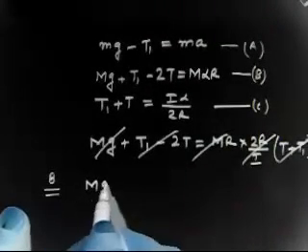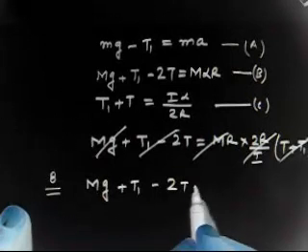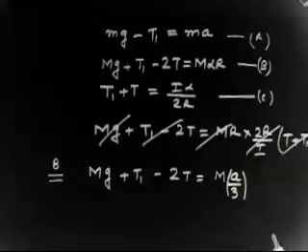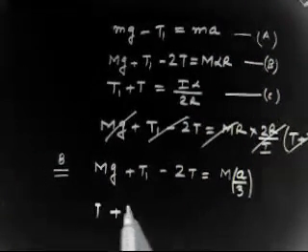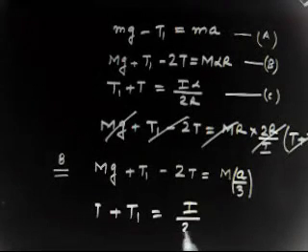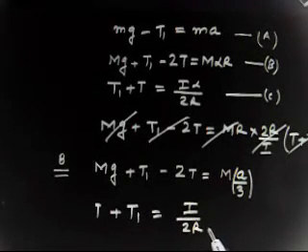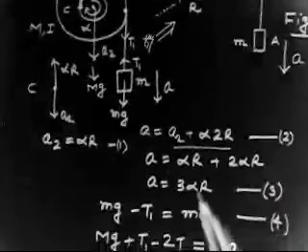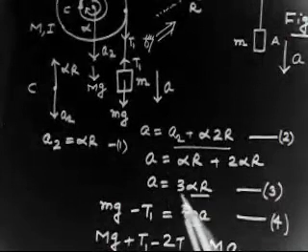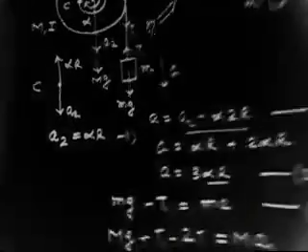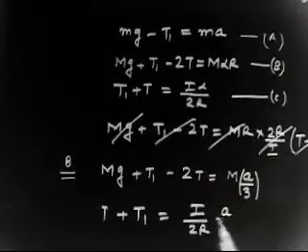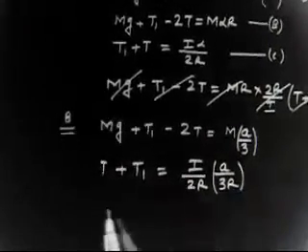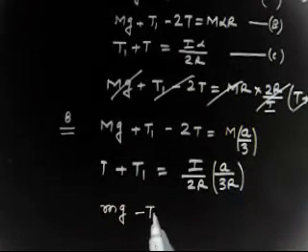So mg plus T1 minus 2T is equal to m, alpha r is a by 3. This we have already proved. Here also, T plus T1 is equal to I by 2r, and alpha r is equal to a by 3. So you see here alpha r is equal to a by 3, so alpha is equal to a by 3r. You getting? Alpha is equal to a by 3r. So I can put here a by 3r. Now we can solve. And the first equation we have mg minus T1 is equal to m a.